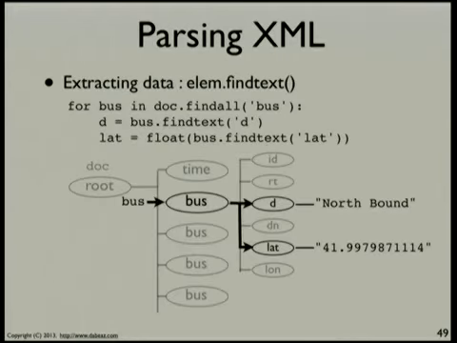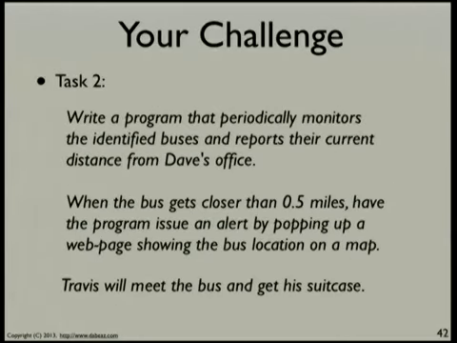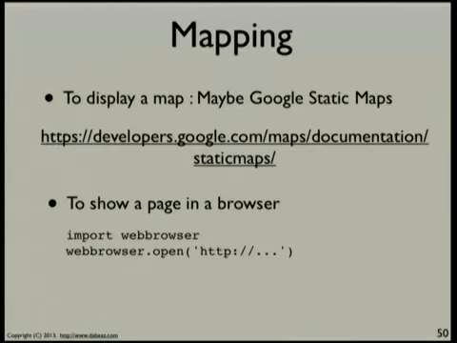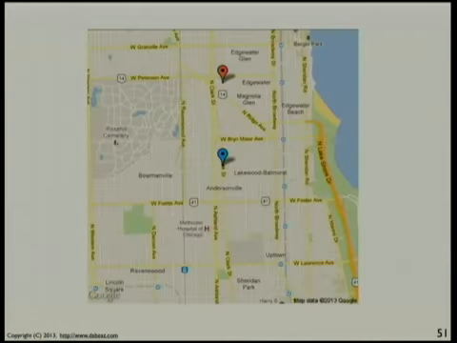If you want to do anything with a map, one of the things that I wanted you to do in the challenge here is if a bus actually got closer than half a mile to my office, I wanted you to pop it up on a map in a browser with a pin on it so that you could actually see where it was. If you want to do that, there's a lot of options, but an easy one that I'll have you look at is maybe the Google Static Maps API. You're going to have to look at the documentation a little bit for that, but it turns out that it's quite easy to just fire up a browser in Python. You can just use import webbrowser, you point it at something and it'll pop up a browser.